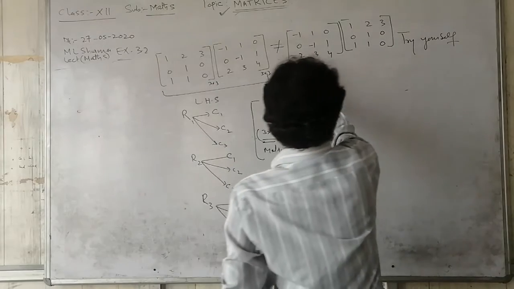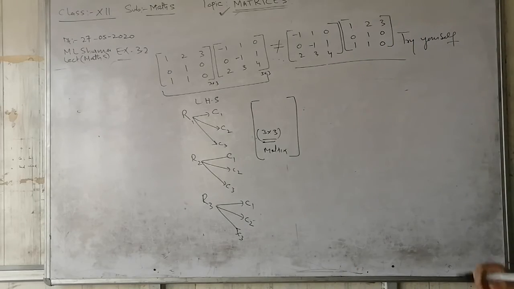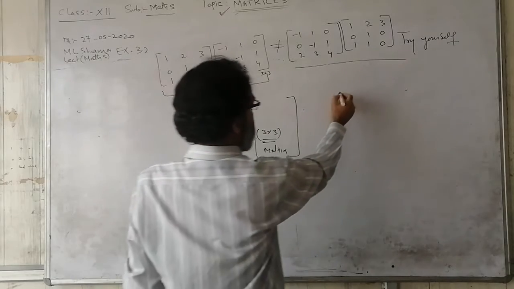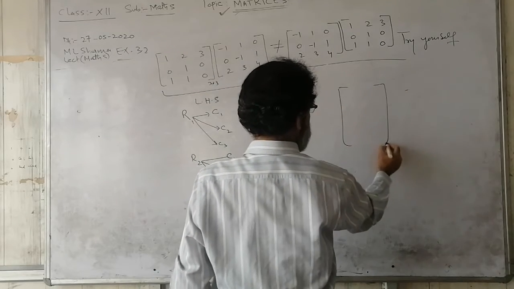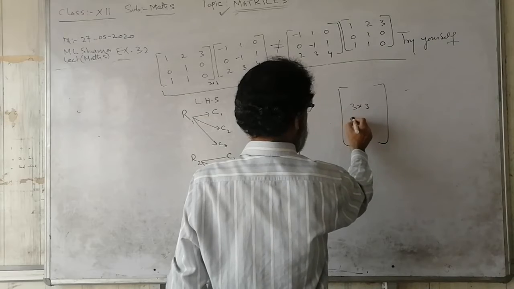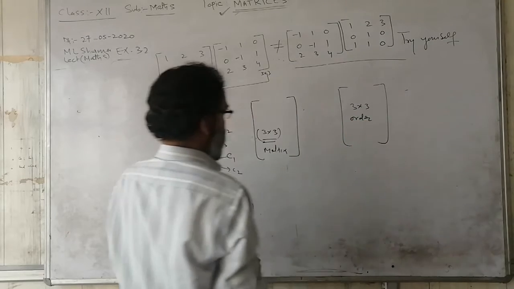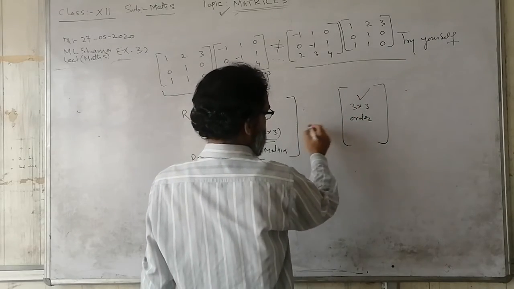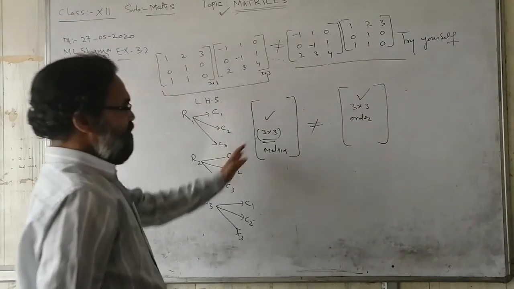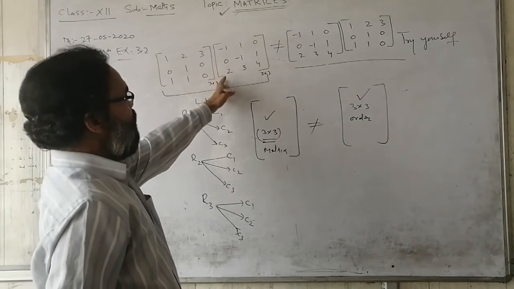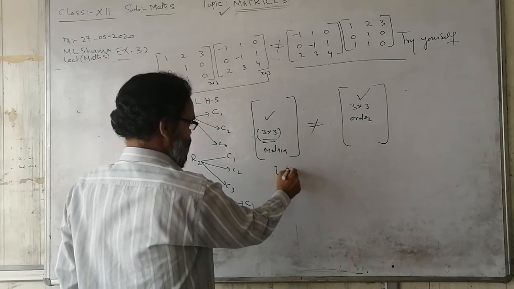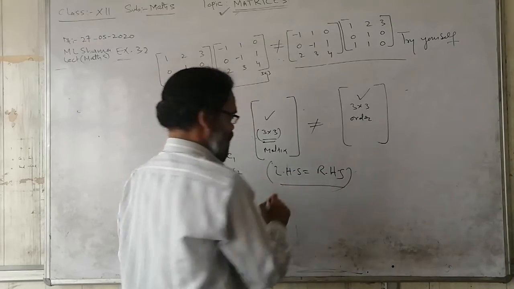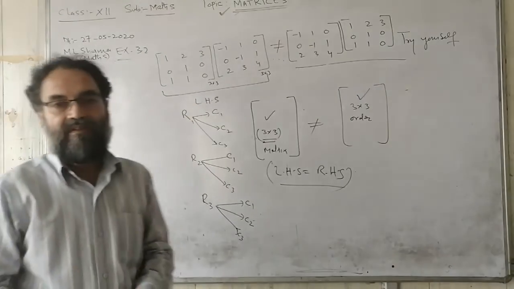Here also you have to multiply these two matrices in the same manner. So again you will get a matrix of 3 by 3 order. So the elements in these matrices will not be equal, they will be different. So in this way, left hand side will not equal right hand side. So you will try this at your home.